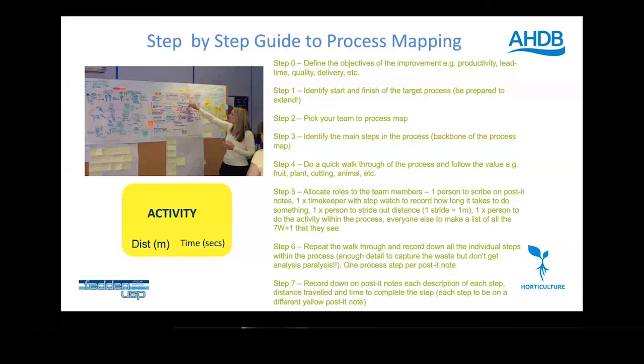Step three, and this is normally all done in a room, is to identify what the main steps are within the process itself. So while you're in a room together with those individuals that are part of the team, just identify what are the main steps within the process. And as I mentioned earlier, what I tend to do is get post-it notes, and I record on post-it notes a description of what the activity is, a rough idea of the distance involved, and how long it takes to do that particular activity. So to start off with, all you're doing is this in a room together, getting down the main steps and getting estimates of distance and time.